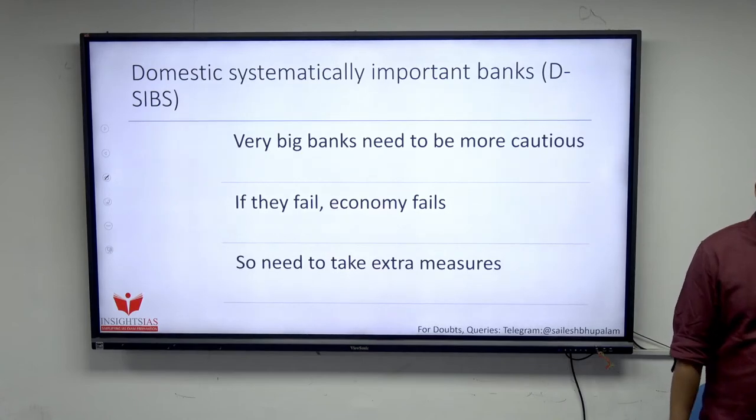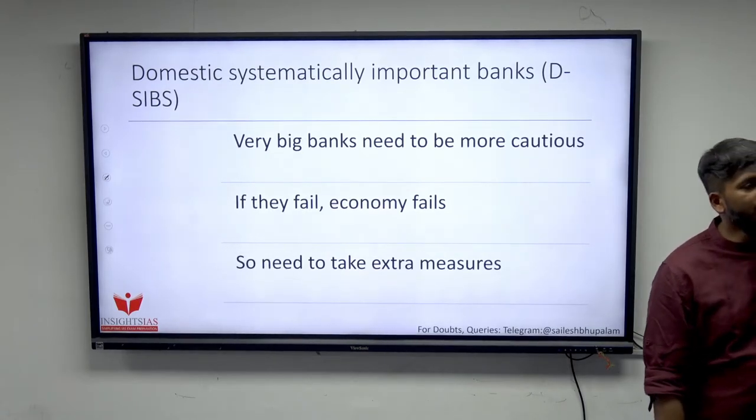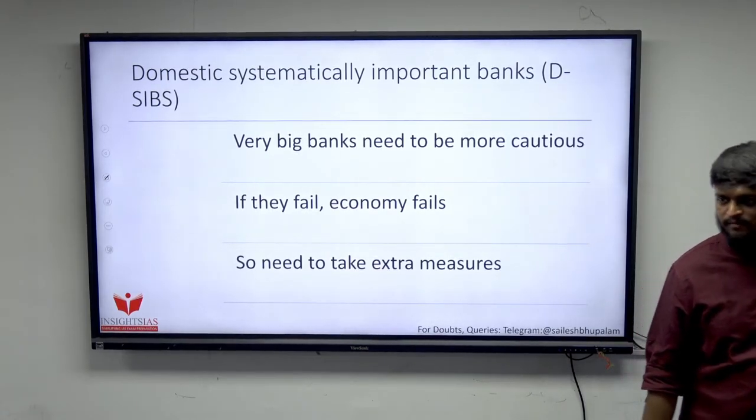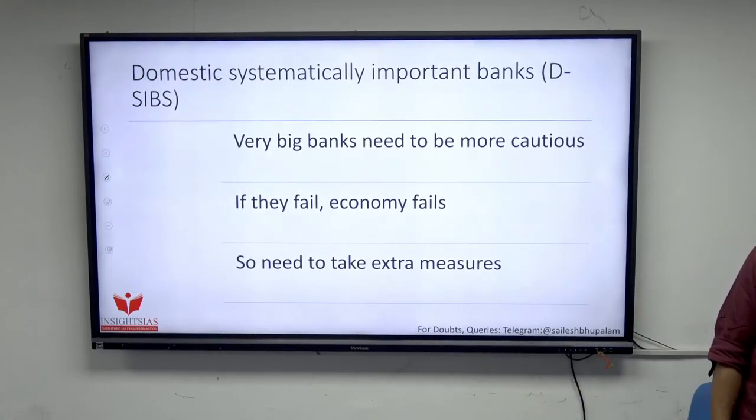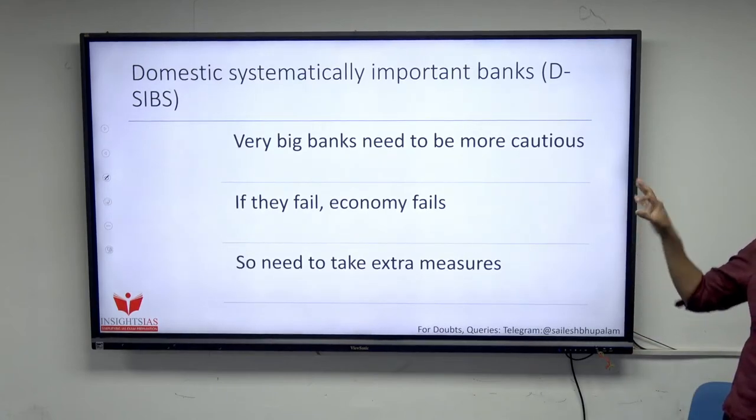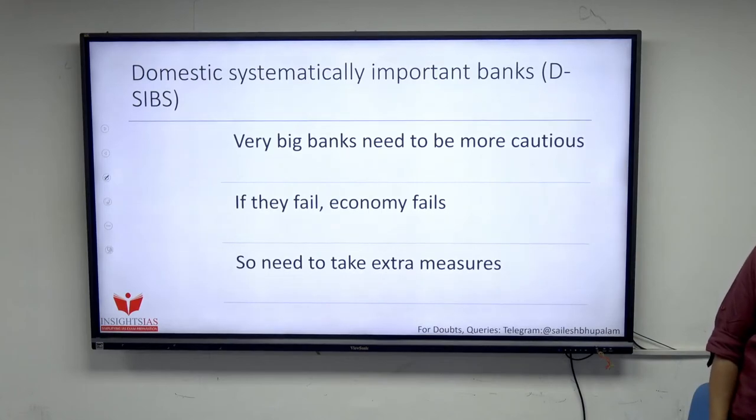Systematically important means, imagine the human body is a system. All the organs in the human body are working together to make the system work. For the entire system to work, some organs are very important, like maybe the heart. Without the heart, the human body will fail. So that means it is a systematically important organ. Similarly for the economy, if we can identify some banks which, if they fail, the entire economy will fail, those are called systematically important banks.